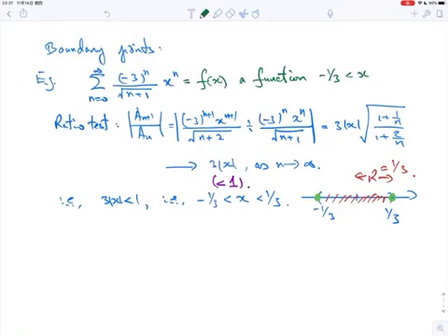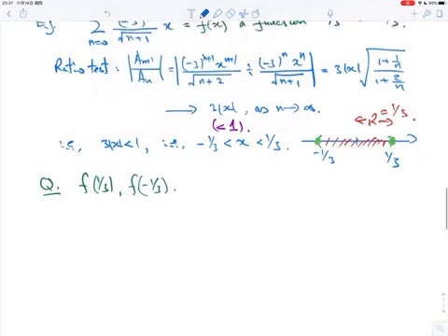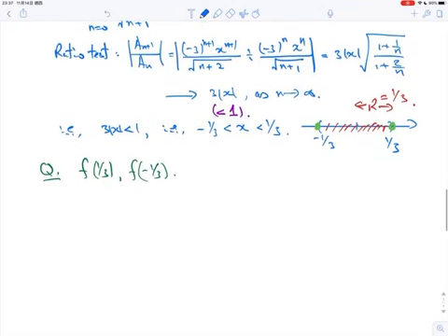x between minus a third and a third. Okay, so now the question is, does it make sense if we plug in a third and minus a third into this series? Would it still be meaningful to do so? So to start with, let's look at minus a third first.